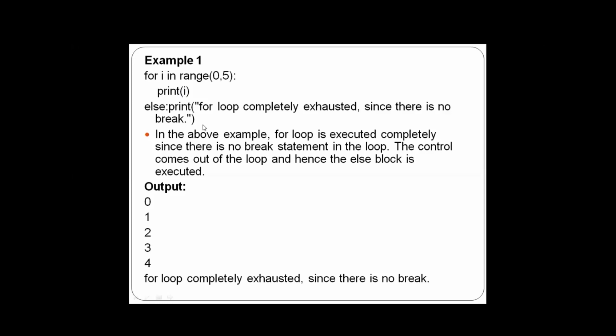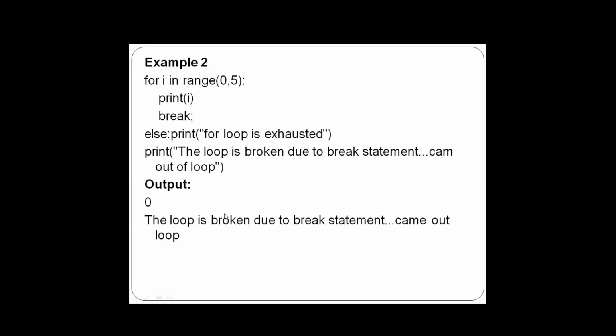Now remember, for an else part to be executed inside a for and a while, there is a condition: only if your for loop completes its execution will your else part be executed. In this case, my for loop completed its execution, yes, so my else part is printed.